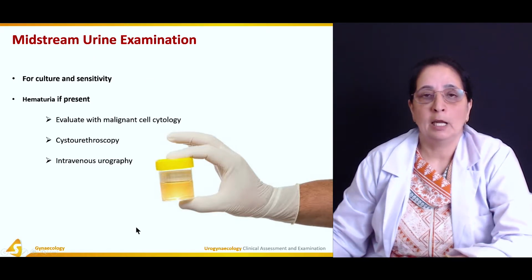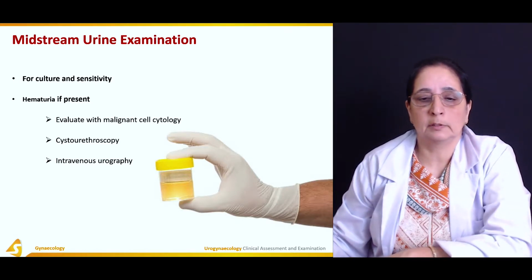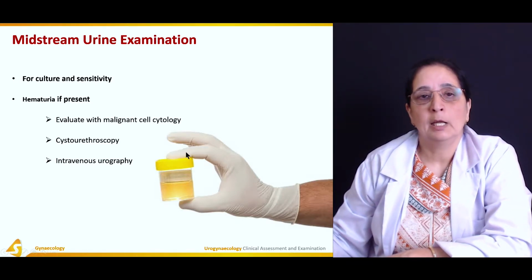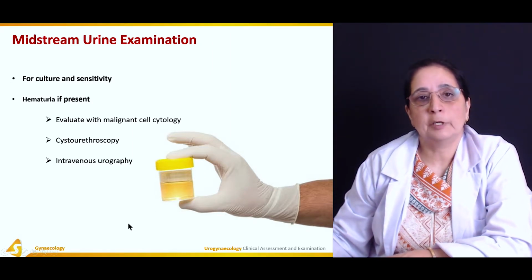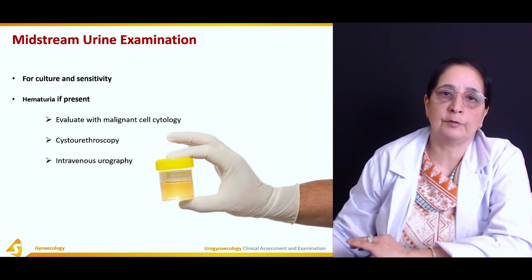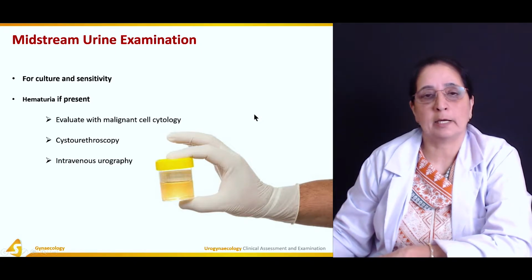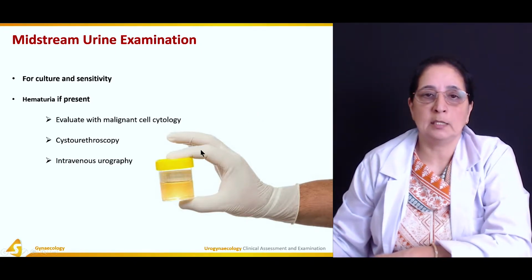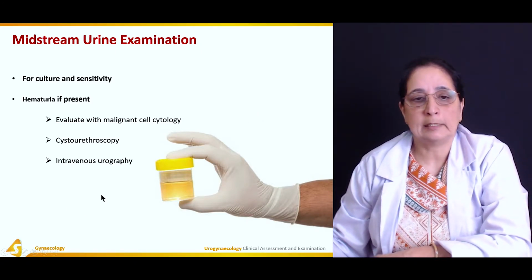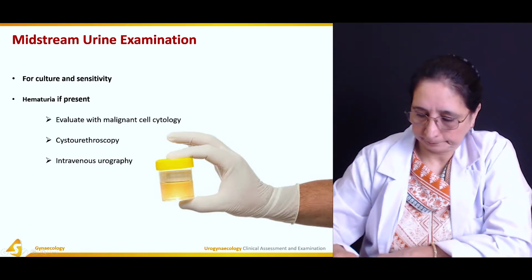A midstream urine specimen is obtained by giving a bottle to the patient, labeling the bottle, and then asking the patient to discard the first half of the urine, collect the midstream, and then discard the last half. And this urine is usually collected for culture and sensitivity test.